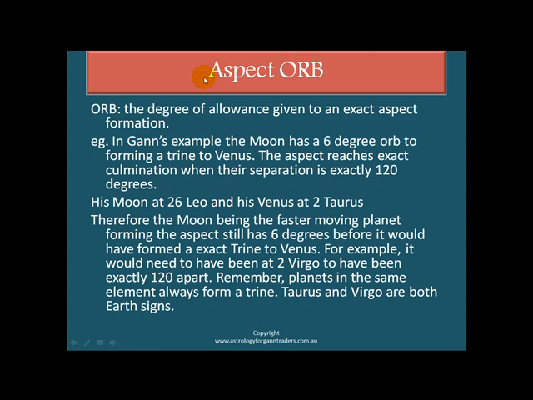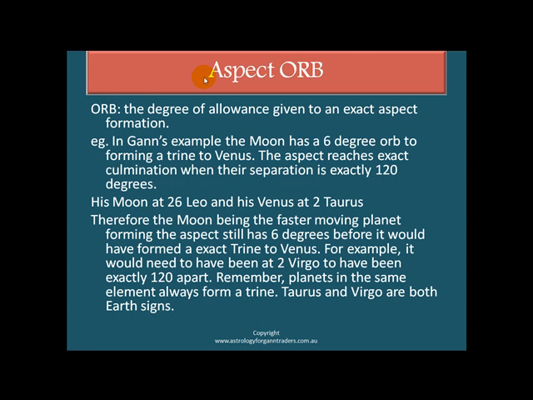Now, when we're looking at aspects, we need to understand what orb means. Orb is a degree of allowance given to an aspect formation. In Gann's example, the moon has a 6-degree orb to forming a trine to Venus. The aspect reaches exact culmination when the separation is exactly 120 degrees. So his moon is actually at 26 Leo, and his Venus is at 2 Taurus.